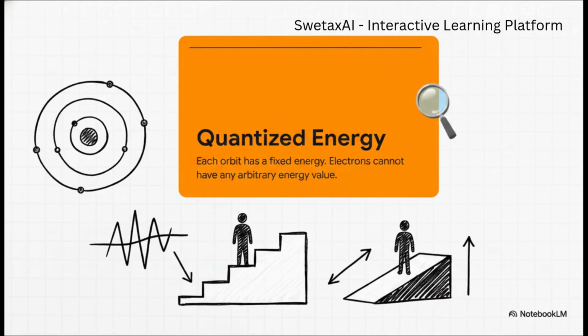Think of it like standing on a staircase rather than walking up a ramp. On a ramp, you can stop at literally any exact elevation you want. But on a staircase, you can stand on the first step or you can stand on the second step. You cannot hover in midair between step 1 and step 2. The electrons are forced to be on a specific step. They are locked into these strict, non-negotiable energy levels.